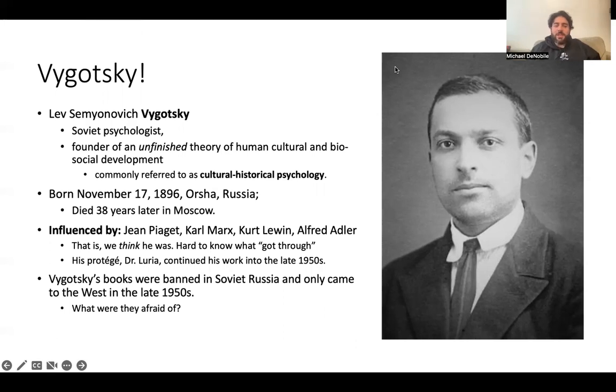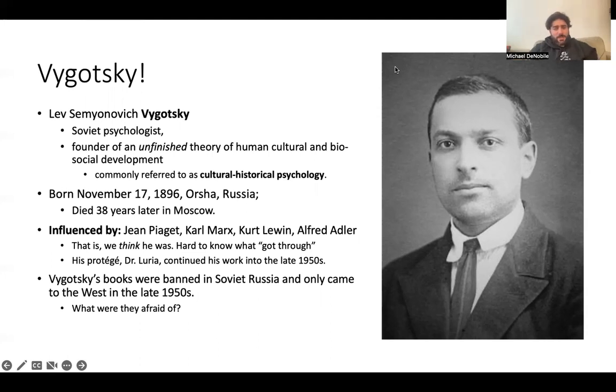He's influenced initially by Jean Piaget, even though he criticizes him through his theory. He criticizes Jean Piaget, obviously under Soviet Russia, by Karl Marx, Kurt Lewin, and later Alfred Adler, who was a contemporary of his. Alfred Adler is best known for his individual psychology. Alfred Adler is the second school of the second Austrian school of psychology. The first was Freud, and the third was Frankl. But Adler was a student of Freud.